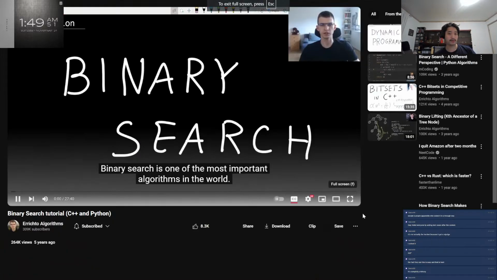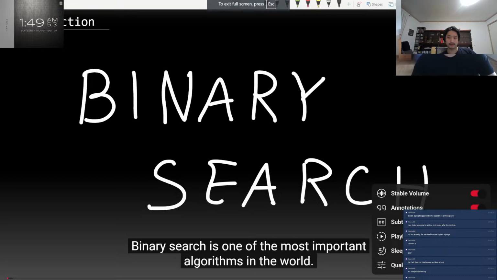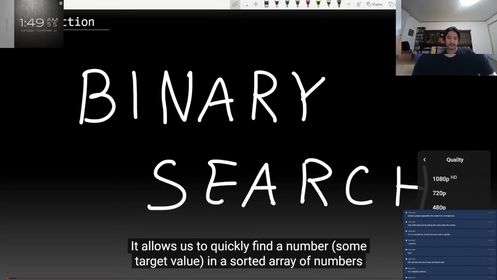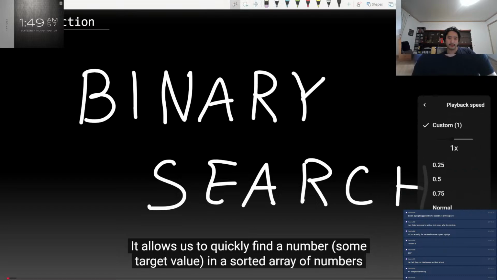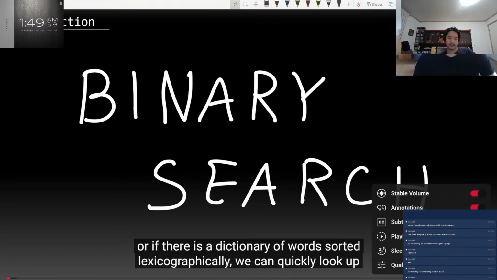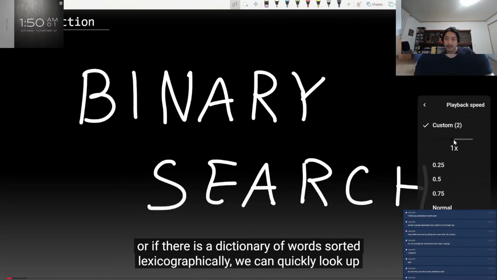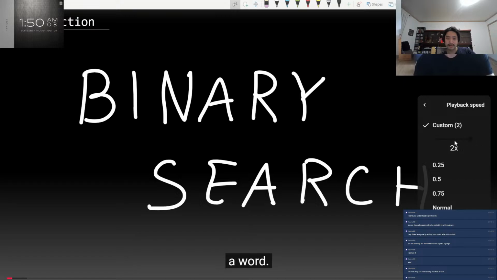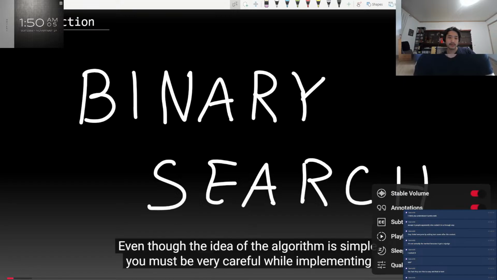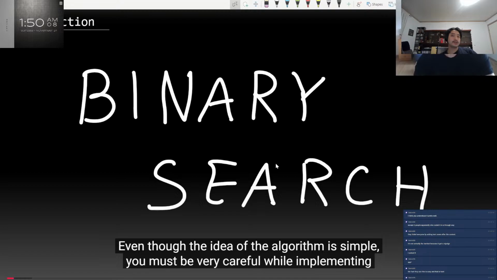Binary search is one of the most important algorithms in the world. It allows us to quickly find a number, some target value, in a sorted array of numbers. Or if there is a dictionary of words sorted lexicographically, we can quickly look up a word. Even though the idea of the algorithm is simple, you must be very careful when implementing it.